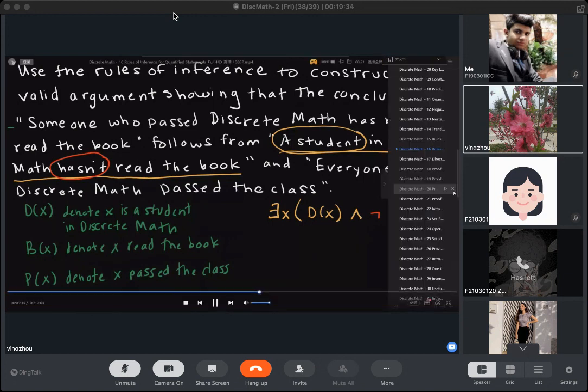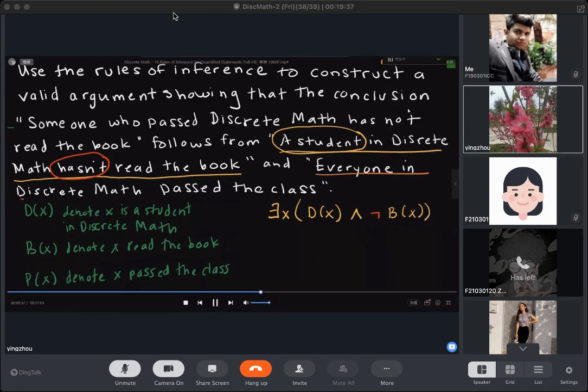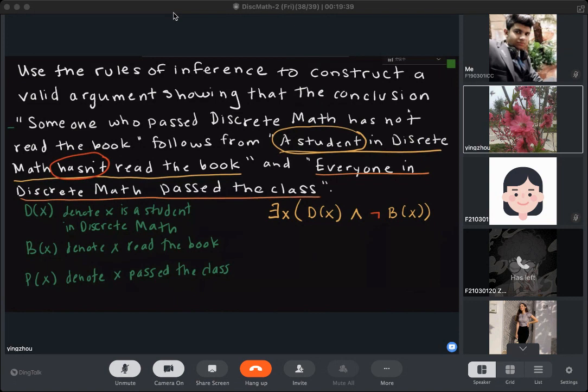Now let's take a look at everyone in discrete math passed the class. So everyone tells us that for all students who are in the class, so that would be for all x, what do we know? The student is in the class and passed the class. So if the student, oops, not student x, sorry, not class, but discrete. So if that student is in discrete math, then that student passed the class.